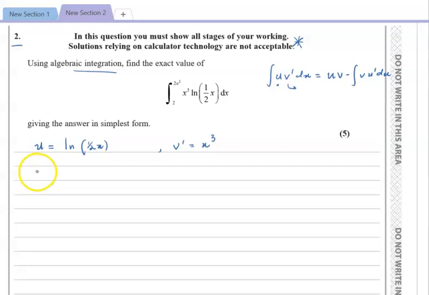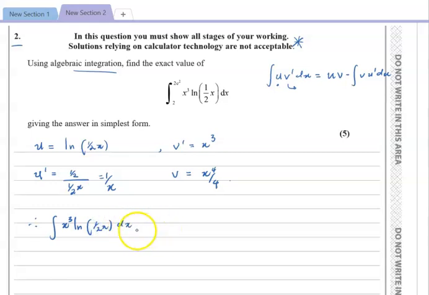So over here, I'll get the derivative of u, u prime, which will be the derivative of the inside, which is a half, over the function itself. And then my answer is going to be just 1 over x. And I'm going to integrate this to get the value of v, which is going to be x power 4 over 4. So I put in the formula. So my integral of x cubed ln of half x dx is going to be equal to u times v. So my u is ln of a half x times v.